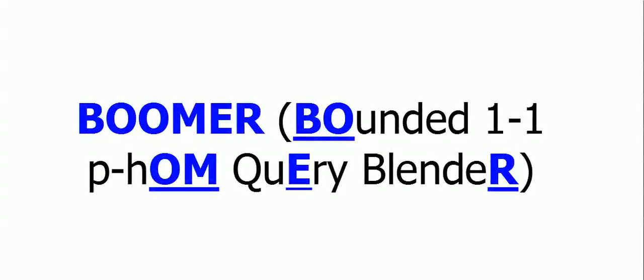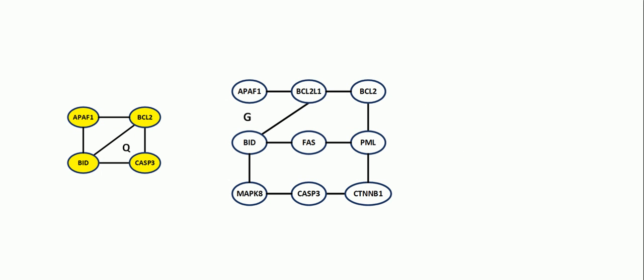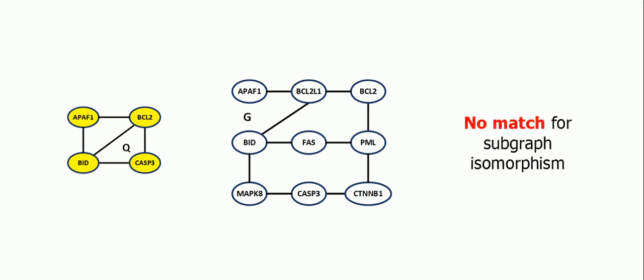Given a query graph Q and a vertex labeled graph G, the problem of subgraph isomorphism is to find a one-to-one mapping from every vertex in Q to a vertex in G with the same label. Similarly, each edge in Q is mapped to an edge in G. Such graph querying is often restrictive. In the example here, no match is found for subgraph isomorphism.